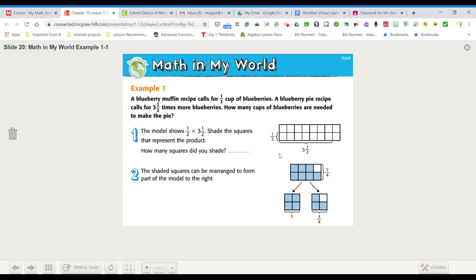And there's a couple of different ways that we can do this. We can do it by shading. And as you can see here, it says how many squares did you shade? Well, the shading work is actually down here. Excuse me. So this was cut into halves. There were 2 rows. So if we were actually shading this, we would have shaded the whole half a row, or half of this.